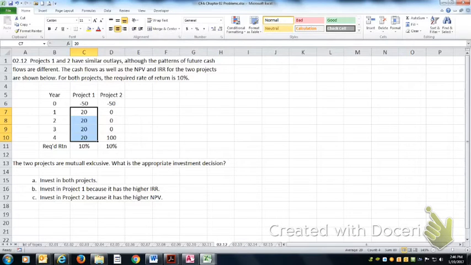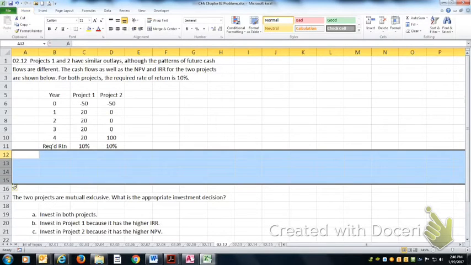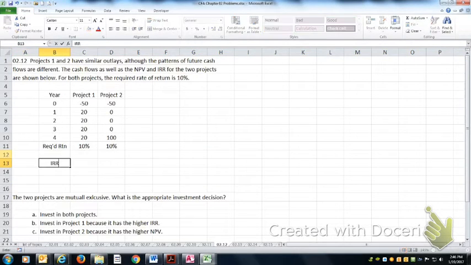So the cash flows as well as the NPV and IRRs for the projects are given. Now, I'm just going to go ahead and calculate the NPVs and the IRRs, although the textbook gives it to you. The IRR for both of them equals IRR, and cover up the cash flows from period 0 to period 4. And we can see the IRR is higher on project 1.